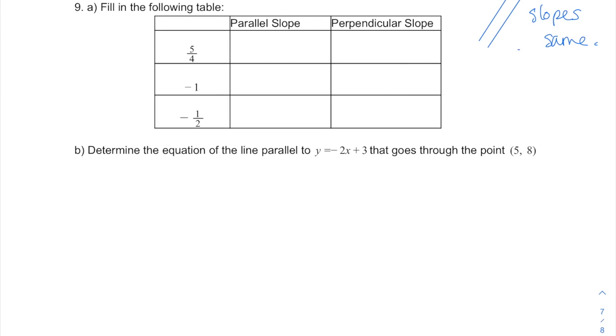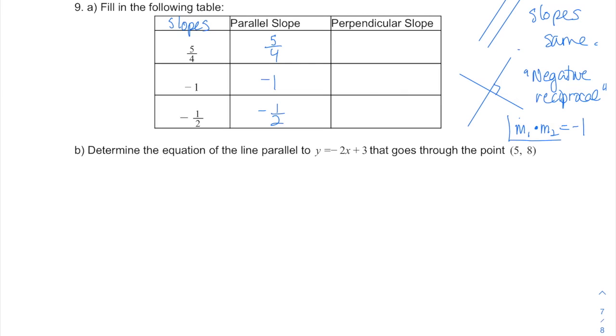Okay, so if I'm given a list of slopes and I want to know what the parallel slopes are, the parallel slopes are exactly the same as the original slopes. Now, if I want to know the perpendicular slope to something, I have to remember that perpendicular lines meet at a 90-degree angle. Lots of us say the phrase negative reciprocal.